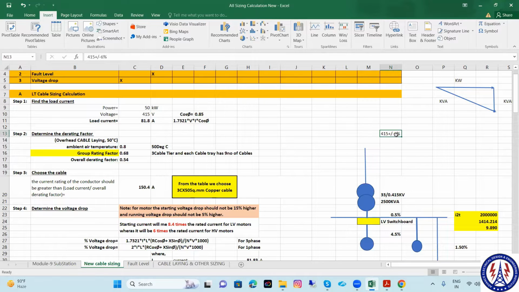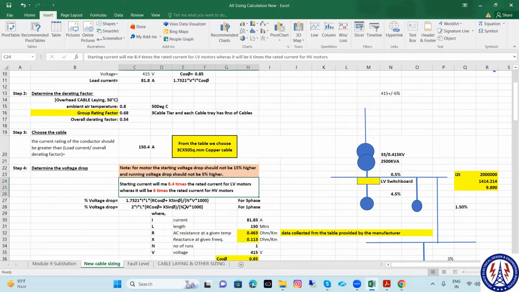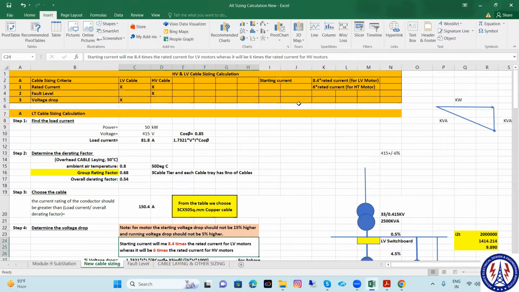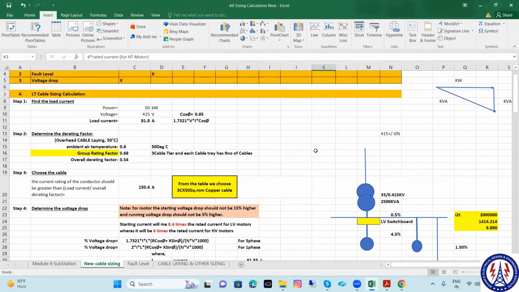In modern times, these motors are also available. If your motor is i3 and you do not have any data, then the current can go up to this maximum, which is inclusive of the tolerance. So for the cable sizing, you can assume like this: for the DOL, you can select 8.4, and for the star-delta, 6 times.